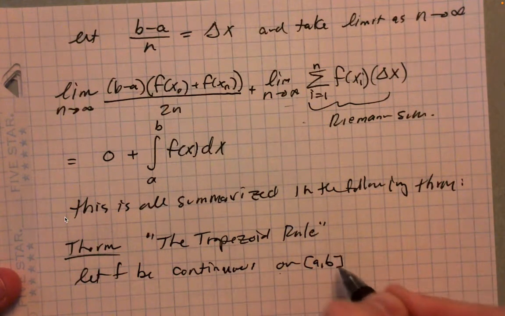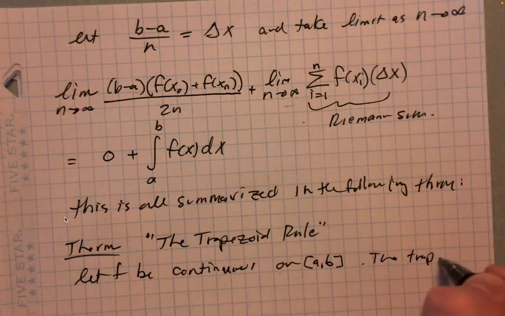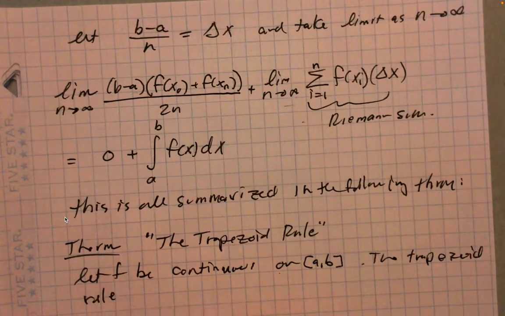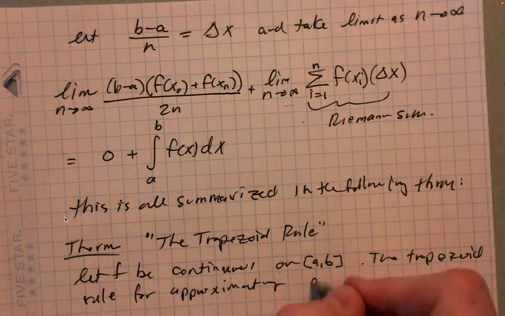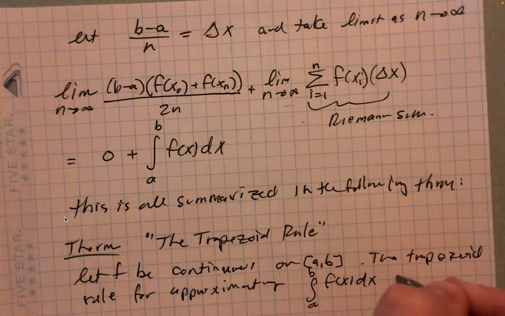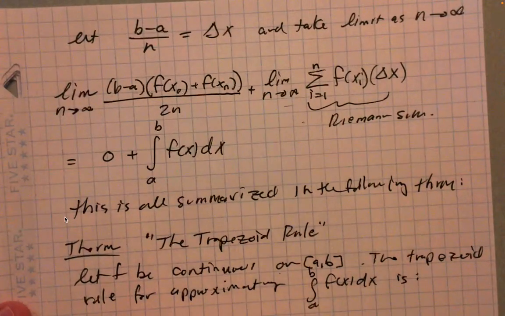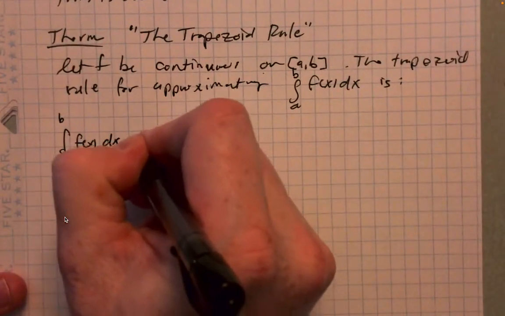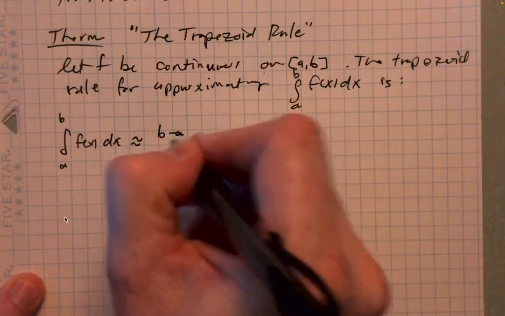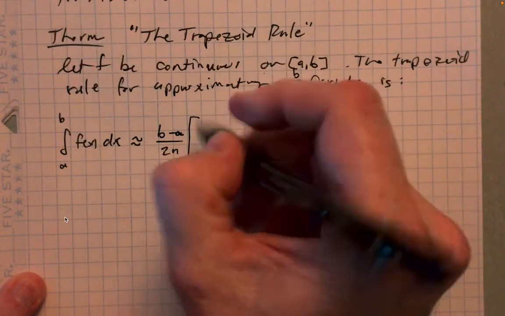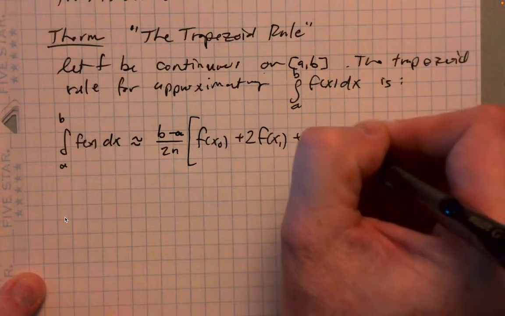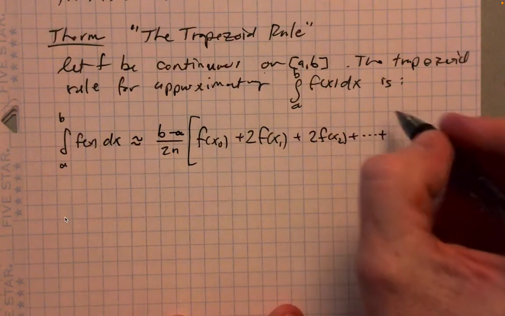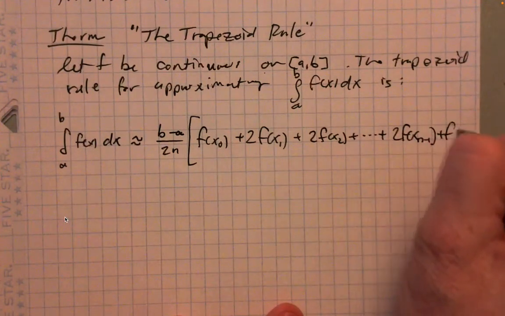on the interval a to b. Then the trapezoid rule for approximating the integral from a to b of f of x dx is, okay, the integral from a to b of f of x dx is approximately (b minus a) over 2n times f of x0 plus twice f of x1 plus twice f of x2 plus ... plus twice f of xn minus 1 plus f of xn.